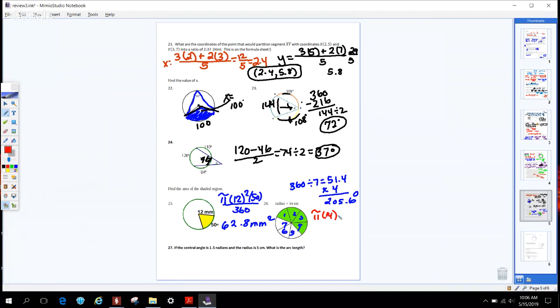Pi, the radius is 14, times, let's say 206, make our life easy, divided by 360. Pi, 14 squared, 206 equals, divided by 360, 352.3 centimeters squared. 27. Central angle is 1.5 radians. The radius is 5. What's the arc length? Oh, I forgot I was going to teach you how to do this. I don't want to teach you how to do this today. I'll teach you how to do that tomorrow.